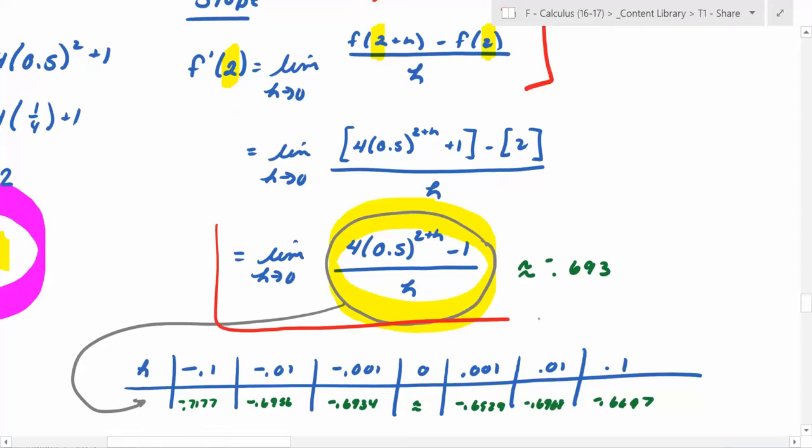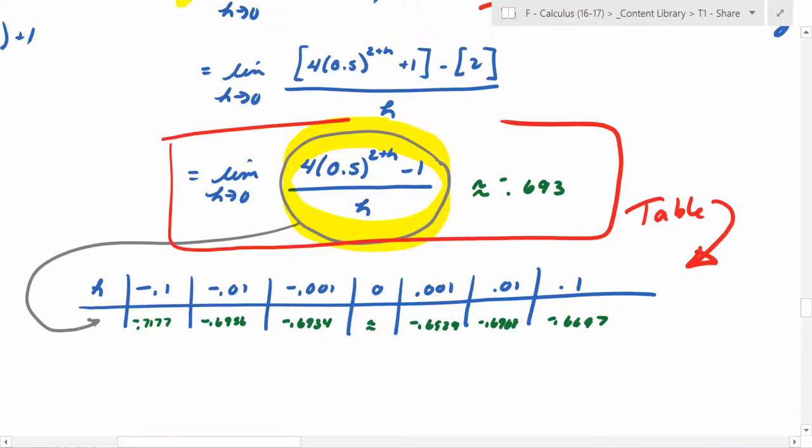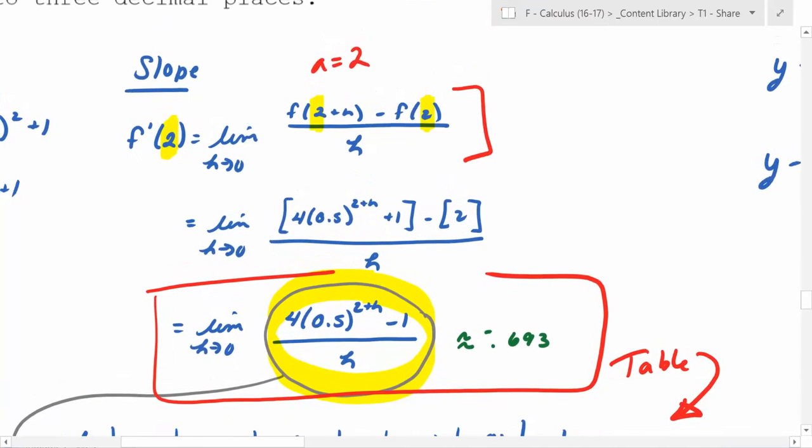Now, why was a table used right here? Did you hit a wall? Yeah, we hit a wall. Exactly. You don't know how to simplify to there. How did we simplify to there? Yeah, I get how we.